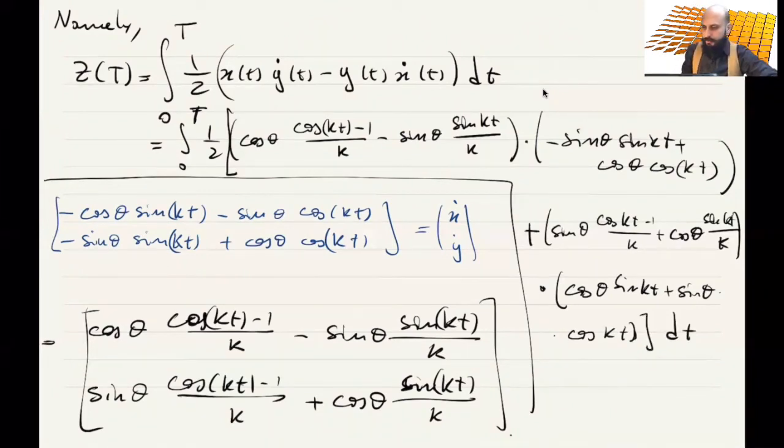Now it's better to have a bigger piece of paper. Okay. Let's see, I will copy from my notes. Otherwise, I will not be able to do this calculation. Okay. Let's multiply. So z of t is equal to 1 over k.